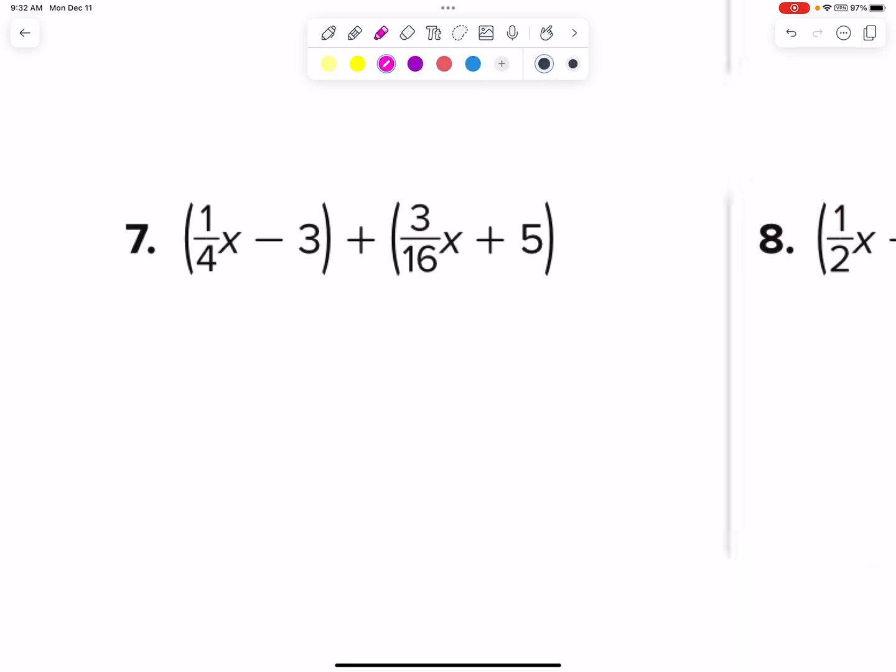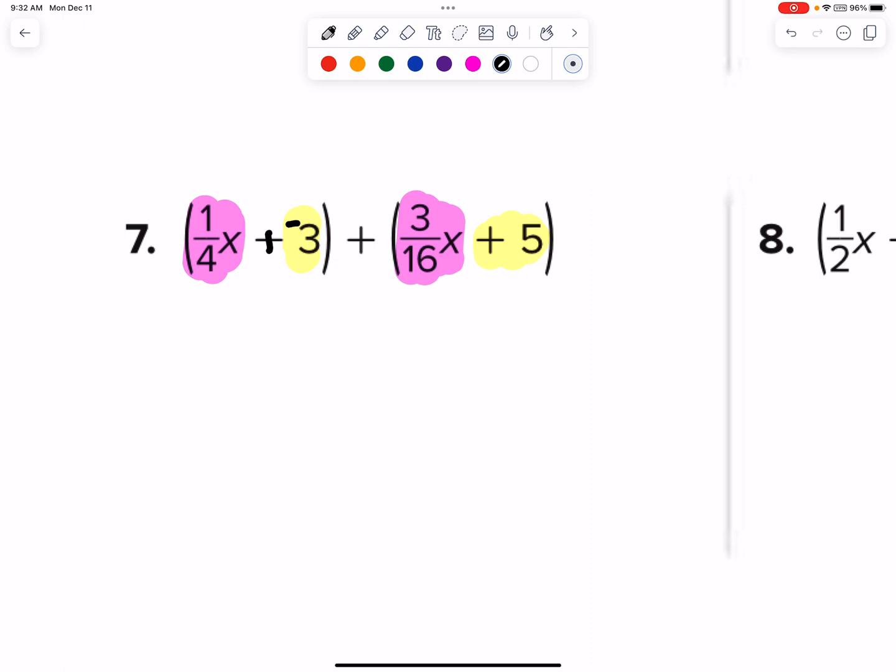All right, let's look at number 7. So we're dealing with the fraction ones again. So combining like terms, we have the 1/4 x with the 3/16 x. We also have a -3 and a +5. So notice for that one, I didn't switch it. If your brain sees it that way, you don't really need to change it. You just need to make sure you highlight that it is a negative number. So -3 and a +5.